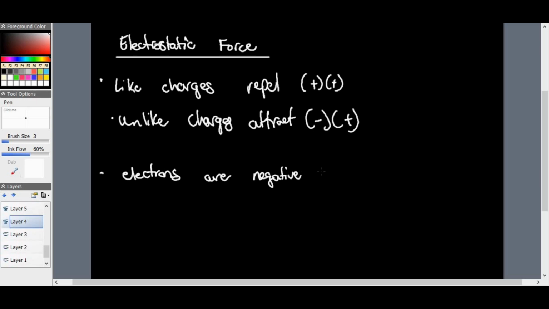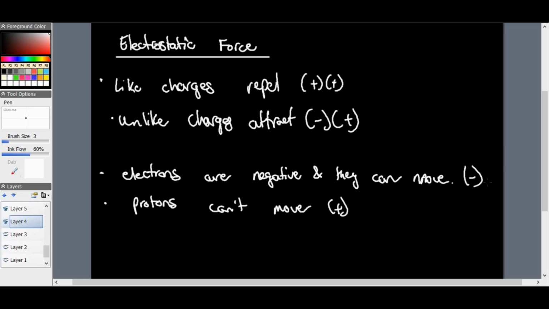Okay, they are negative and they can move. In other words, they can move from object to object, but obviously if there's a bit of contact with those objects, of course. And protons, which are the positive charges, can't move. Okay, because they are positive. Electrons, of course, they are negative.